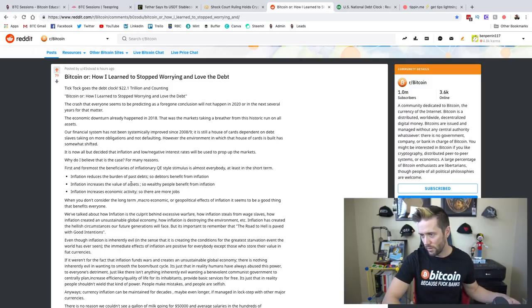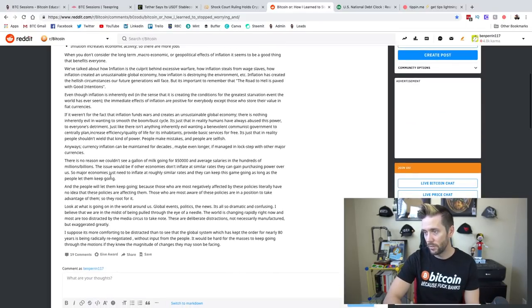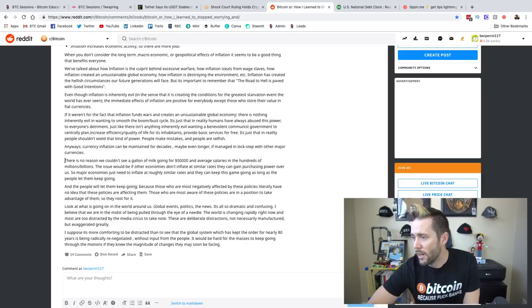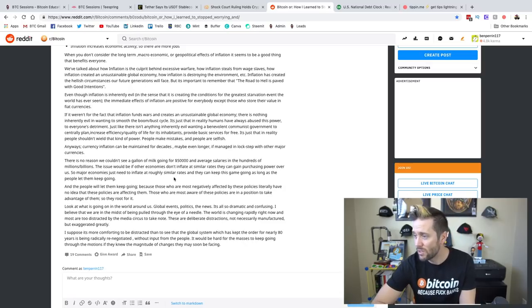So I wanted to finish here by diving into a couple little quotes near the end here. So he says, there's no reason why we couldn't see a gallon of milk going for $50,000 and average salaries in the hundreds of millions or billions. The issue would be if other economies don't inflate at similar rates, they can gain purchasing power over us. So major economies just need to inflate at roughly similar rates and they can keep this game going as long as the people let them keep going.